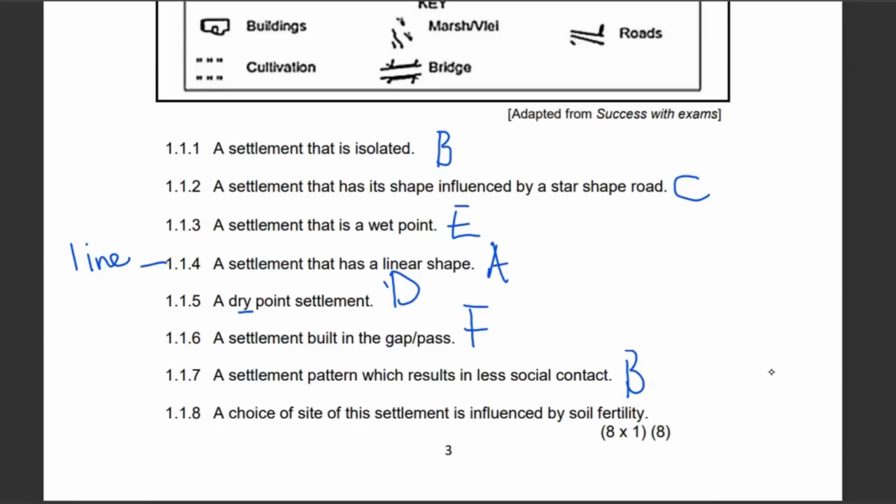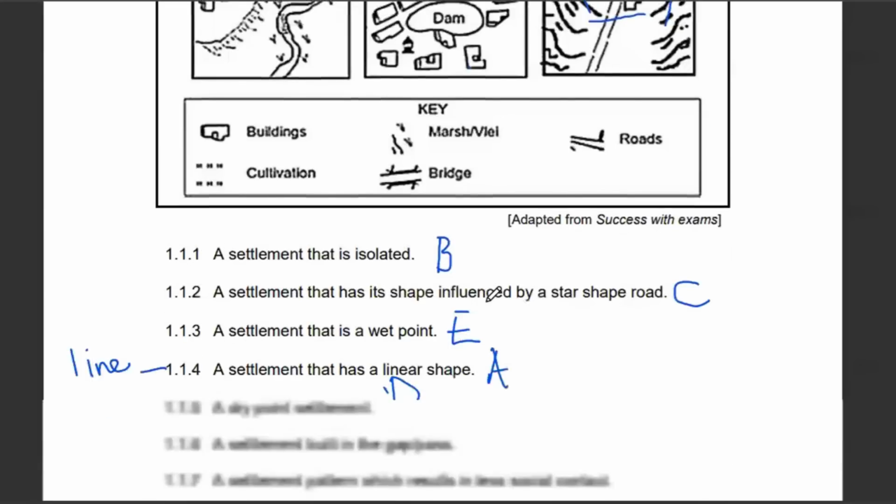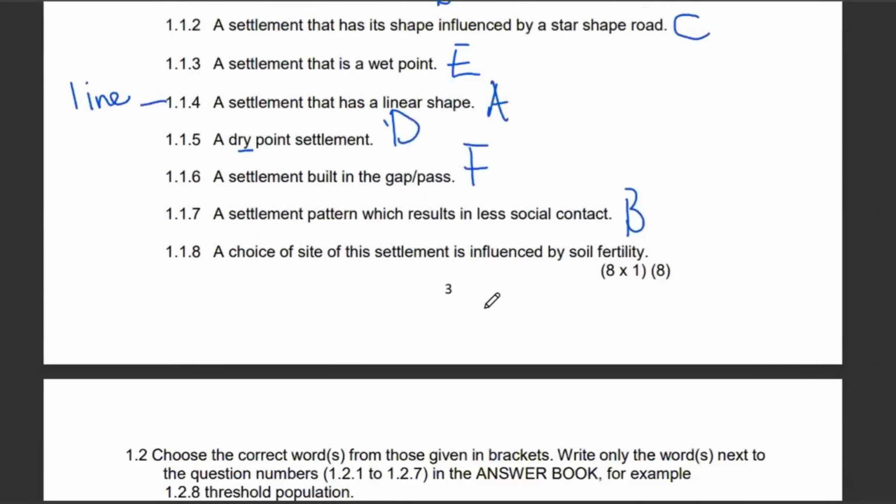Then a choice of site of this settlement is influenced by soil fertility. If we check, that settlement is established for the sake of accessing fertile soils. Automatically, B qualifies to be the correct response. Why are we saying so? This whole area is for cultivation. This whole area again is for cultivation, implying that the major activity that is happening in that settlement is farming, and you cannot farm where the soil is not fertile. So B qualifies again to be the correct response.